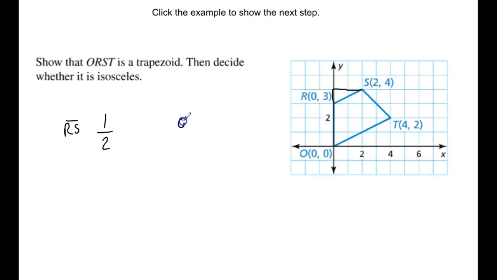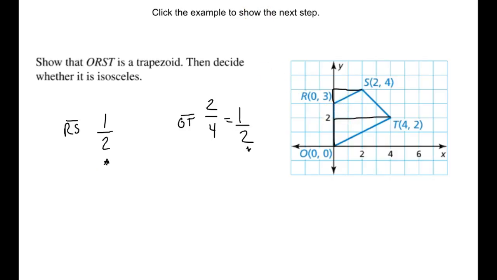So now let's look at QT, because that is the opposite side from that. I can see that my slope, I go up 2 and I go over 4. So I go up 2 over 4, and this simplifies to 1/2. So I see here that the slopes are the same. So that's a good start.